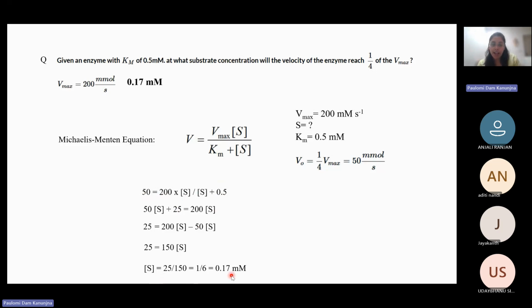And the slide here shows you, in case someone is still figuring it out, what I've done is basically I've taken this and multiplied the denominator to the left hand side. So it becomes 50 into 0.5, which is 25, and 200 S remains on my numerator on the right. Then I solve it for S. So 25 is remaining on my left side. I take 50S to that side, it becomes negative. It becomes 25 is equal to 150 S. S becomes 25 by 150, 1 by 6 or 0.17. The explanation for 0.17 I've just given. If the answer in decimal is 0.166666, when you are rounding it off, it becomes 0.17.